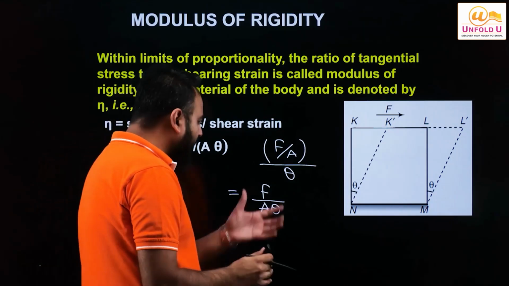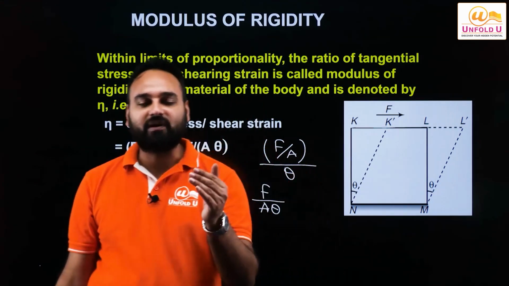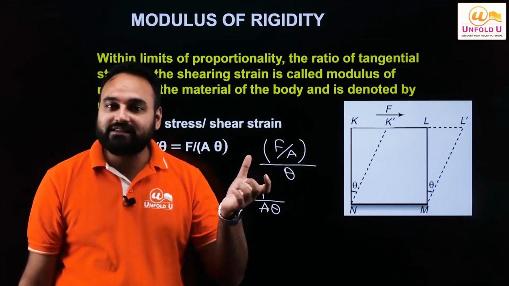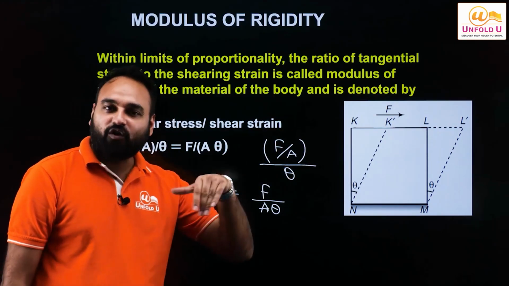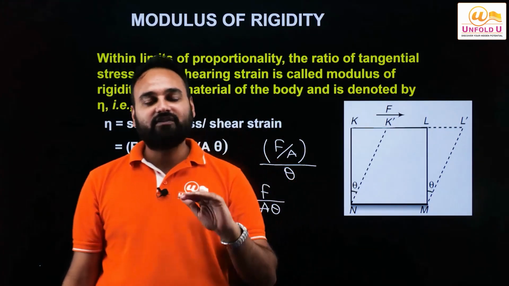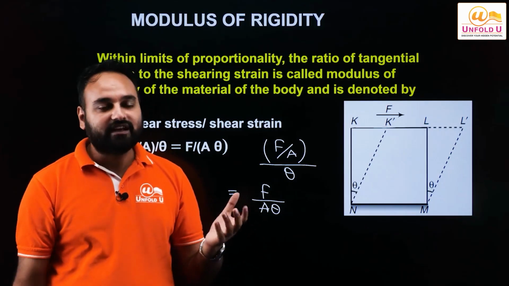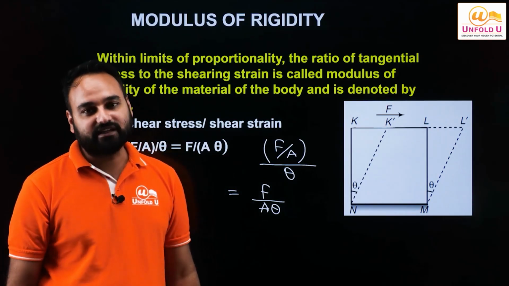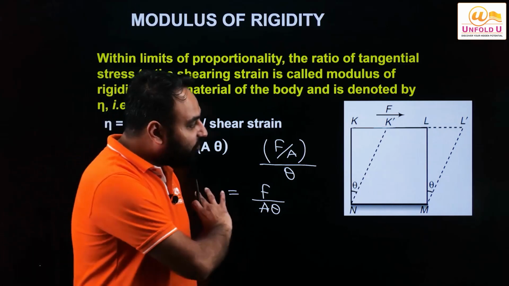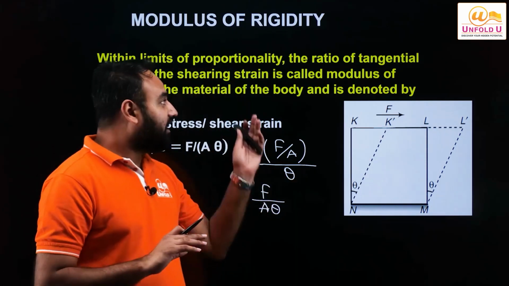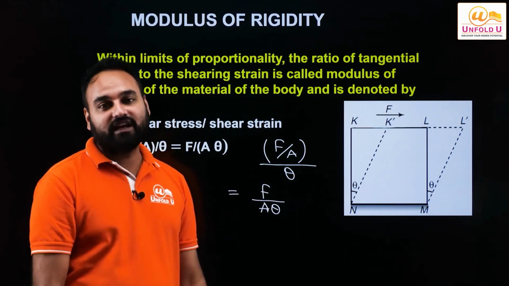Right? You don't have to remember these formulas. All you have to remember is that modulus is stress divided by strain. And corresponding to the situation, you can easily find the stress and you can easily find the strain. You just have to take the ratio of the two things. Stress divided by strain. Right? So I hope now you are clear with different modulus of elasticity.